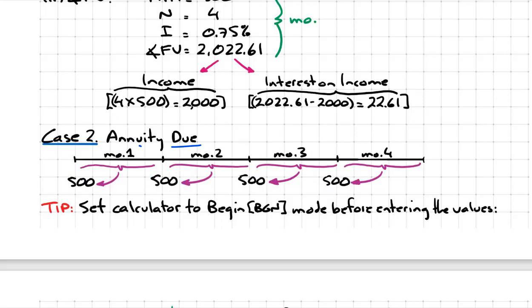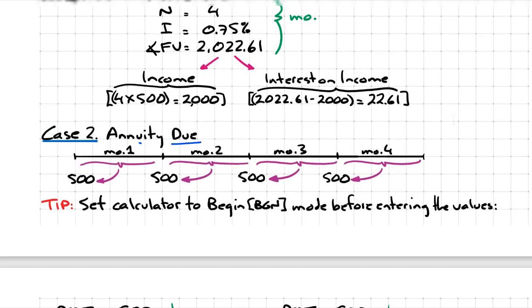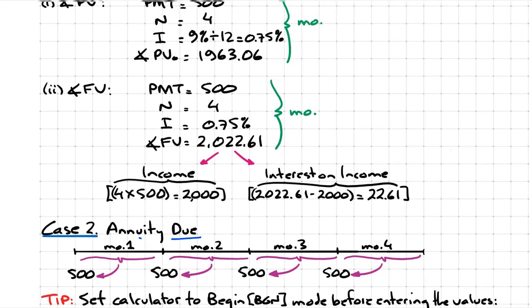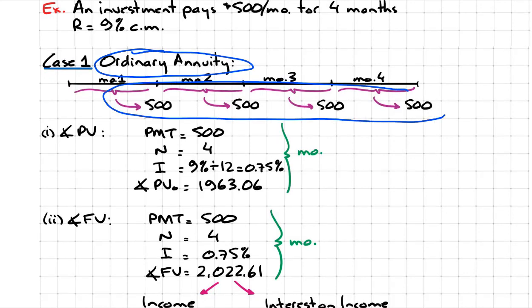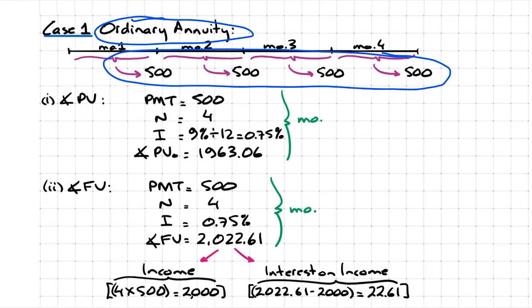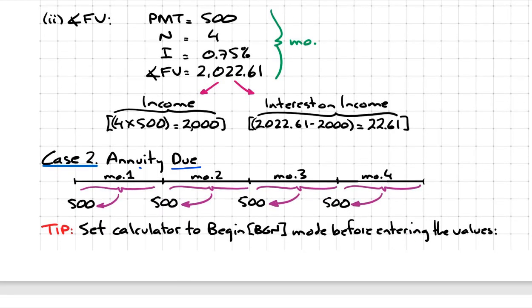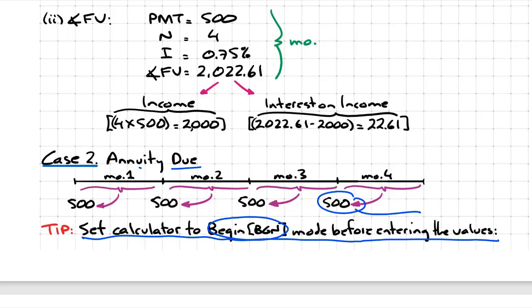Now tip, your calculator is actually by default set up to ordinary mode. So for an ordinary annuity, your calculator actually has this built in. In other words, the assumption that the cash flows are occurring at the end of the year. So if that changes, whereby the cash flow is occurring at the beginning of the year, you will need to set your calculator to begin mode before you enter these values. Because if you don't switch your calculator to begin mode, your calculator is going to assume that the $500 are occurring at the end of each period.